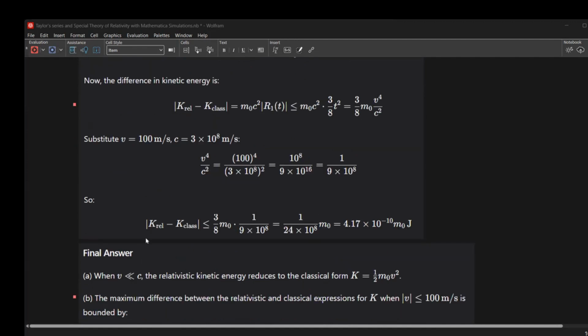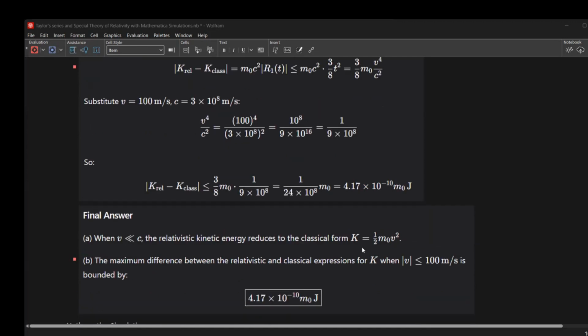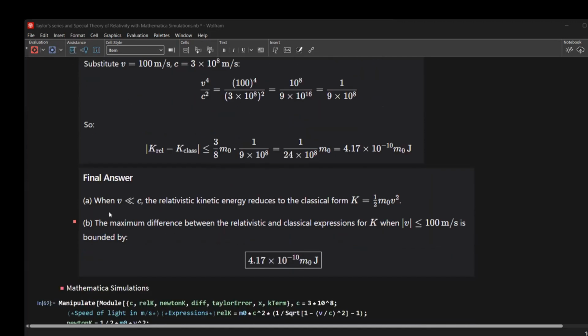So the difference between the relativistic kinetic energy and the classical kinetic energy, according to the computation, is equal to 4.17 times 10 to the negative 10 of the rest mass. The unit here is joule because this is the kinetic energy. So we have the final answer here.